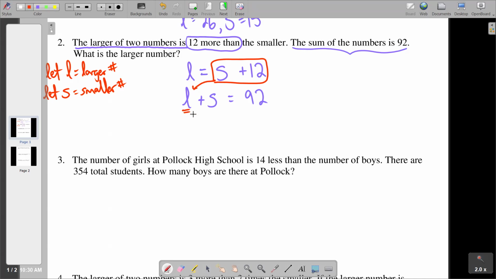So I'm going to take that L that I just underlined and I'm going to pull it out. It's going to take the day off and a substitute is going to come in. And in the place where L used to be, it's now going to say blank plus S equals 92. And what's going to go in that blank? Everything in the box, S plus 12. That thing in parentheses used to say L, but now it's L's other name. And now we solve.